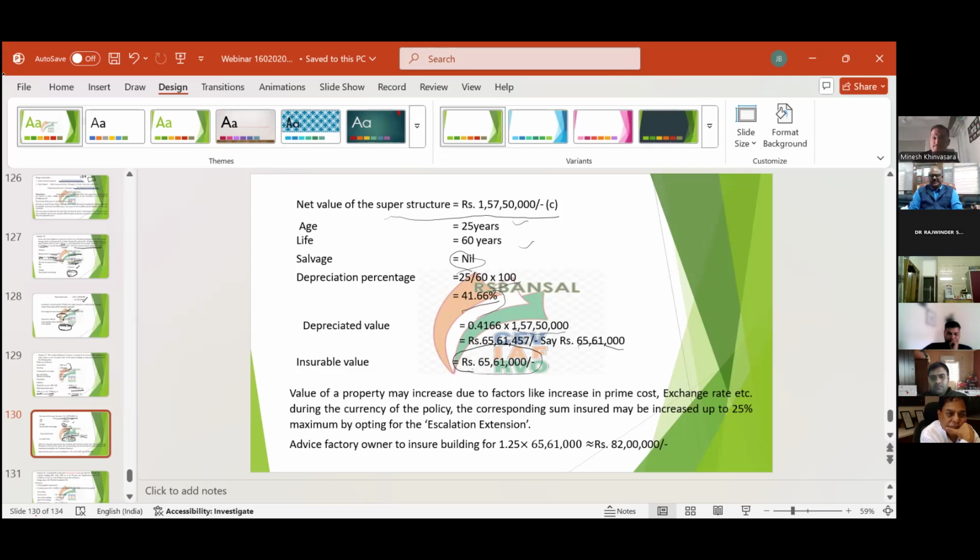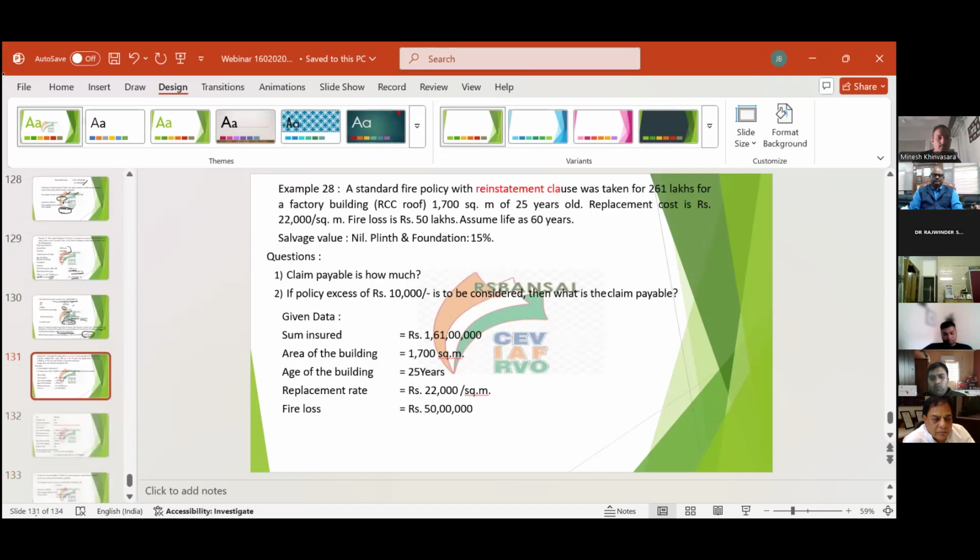Generally this value is increased by up to 25%, because the policy is generally taken for 3 years and after 3 years the value will increase. So we will take into account an escalation extension. So we generally increase it by 25%. You can advise the client to take an insurance policy at 82 lakh.